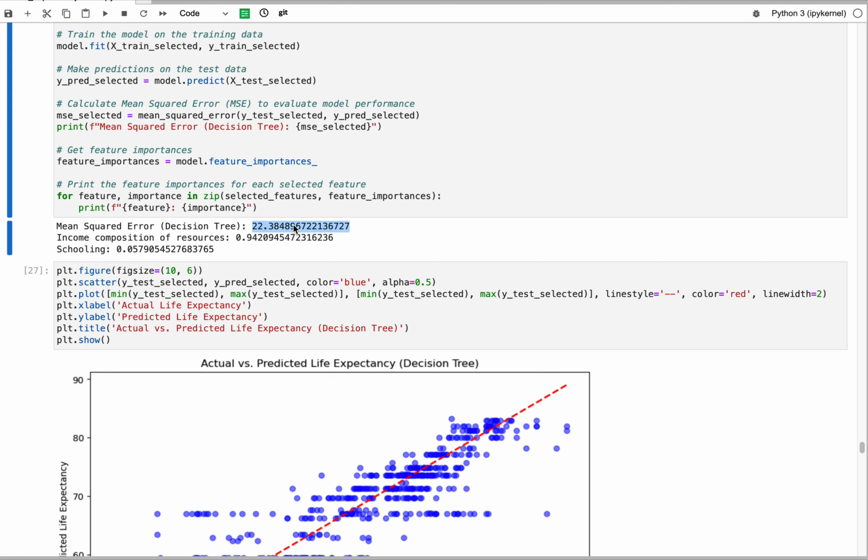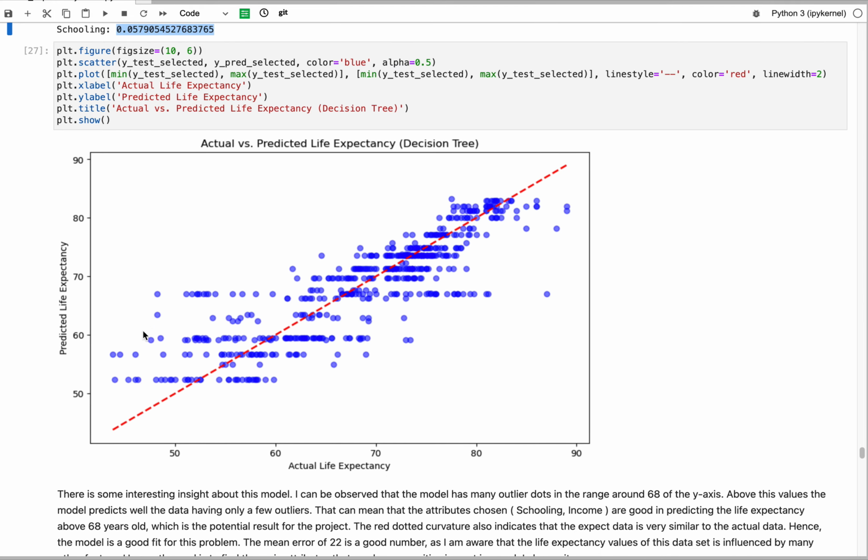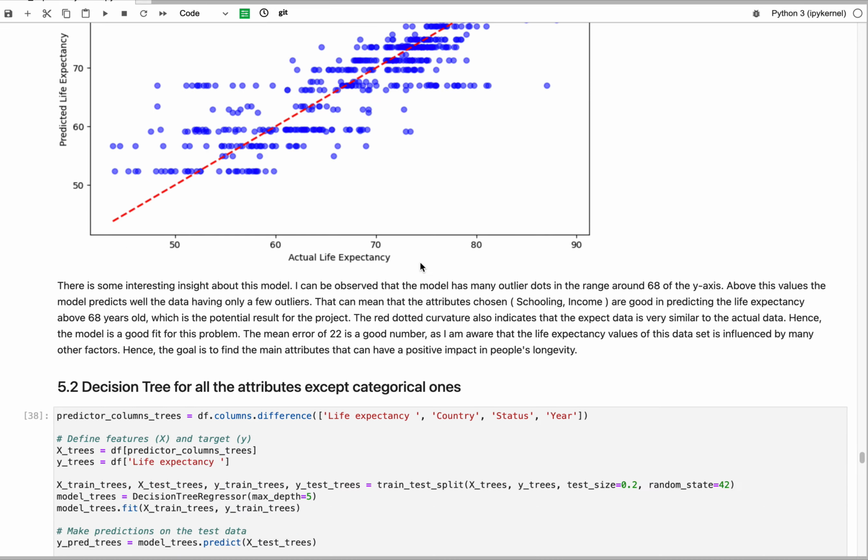Here you can see the mean square errors are better than the KNN, even for the filtered data. Here the income has a lower number and schooling also a lower number. The most interesting thing about this is this plot. You can see that there is a lot of noise and outliers in the data, but around 68 and above, the data is predicting this range of life expectancy very well. And this suggests that this model is a good approach for what we are trying to find, which is how to get countries to have a high life expectancy.